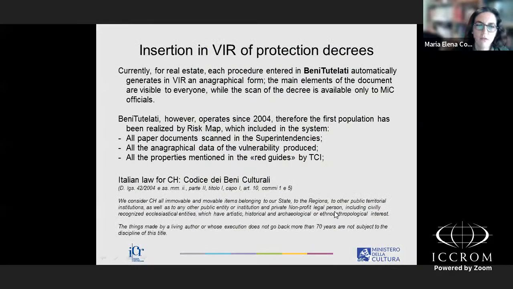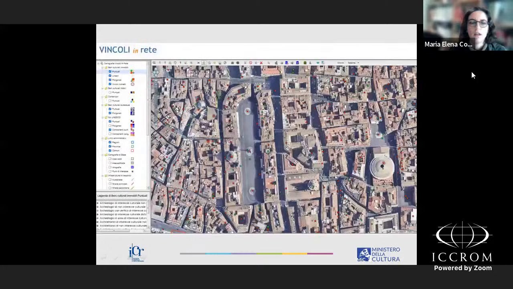And in more detail for Beni Tutelati, currently for real estate, each procedure entered in Beni Tutelati automatically generates in VIR an anagraphical form. The main elements of the document are visible to everyone, while the scan of the decree is available only to MIC officials because it contains sensitive information.